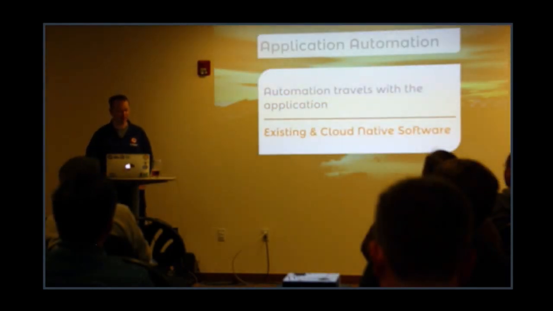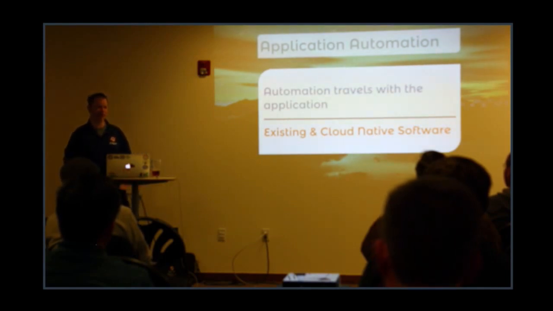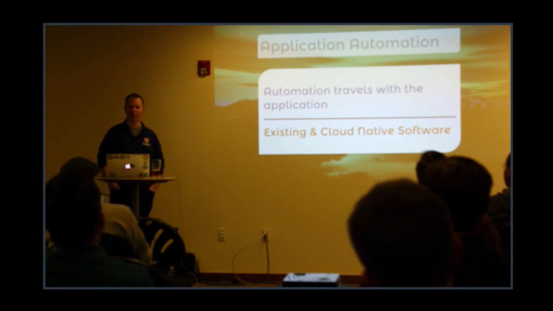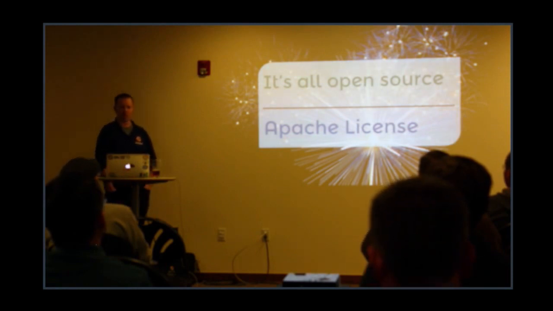So what we say is that Habitat is automation that travels with the application. We've ported existing and cloud-native software. We've ported legacy applications, and there's no external entities required to do so. We don't have to do any hijinks or tricks other than what we'd normally do to build packages for our software. One of the cool things about Habitat is it's free and open source under the Apache license, like all of Chef's open source projects. It's Apache licensed, and it's available on GitHub.